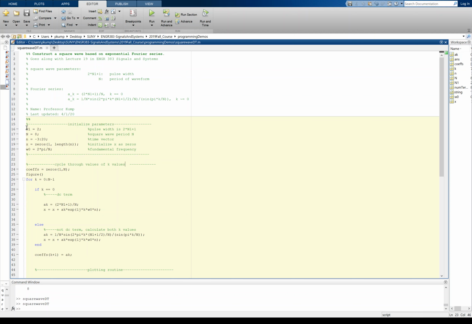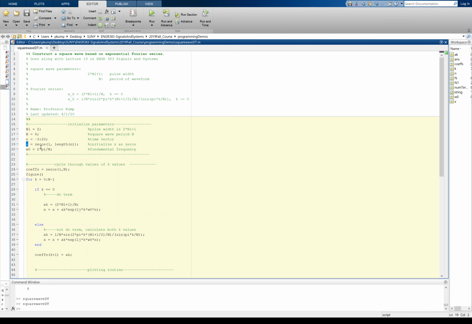Now, in my code, I've initialized the parameters. I just have to pick some parameters to define my square wave. So I pick, for example, 2 to be n1, so the pulse width is 2 times 2 plus 1, or 5. Then I choose the period to be 8, so the square wave repeats every 8 samples. For plotting purposes, I'm going to plot this from n equals -3 to 20, so that's roughly 3 periods, because 3 periods would be 24 samples.